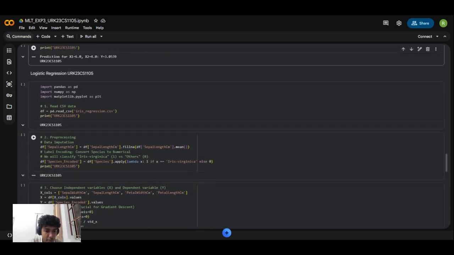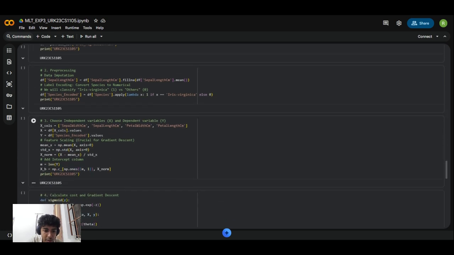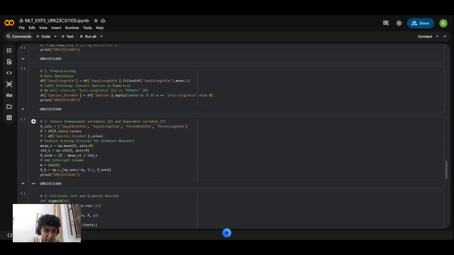So, logistic regression. The dataset is read and pre-processing is done. The species is converted to numeric labels, which allows the model to process categorical data, and then features and target are selected, that is independent variables x and dependent variable y. Features are sepal length, sepal width, petal length, petal width. The target is species, that is dependent.